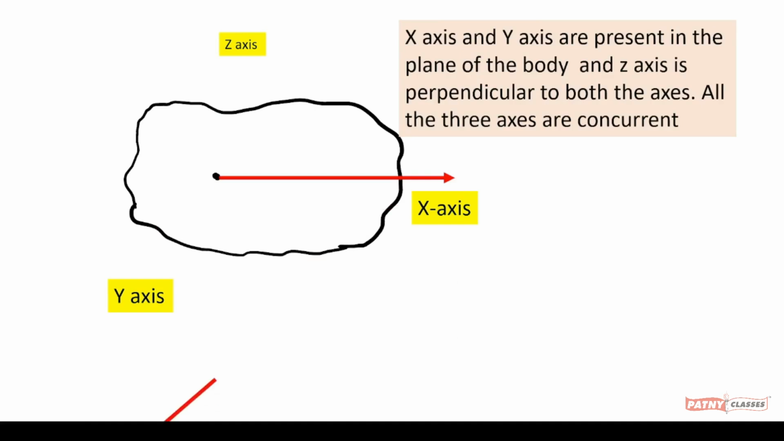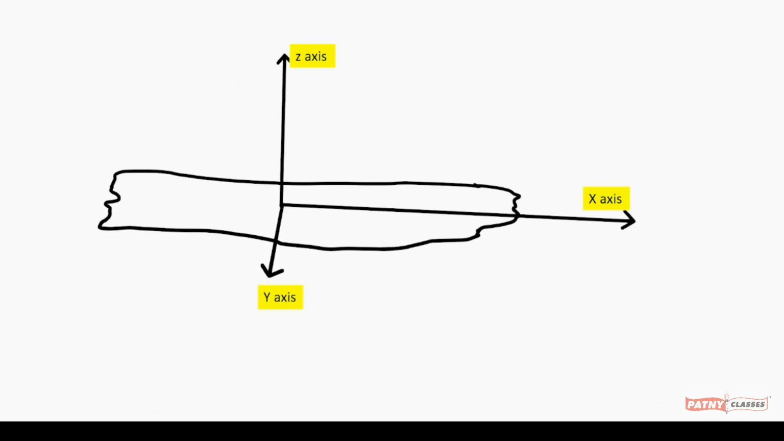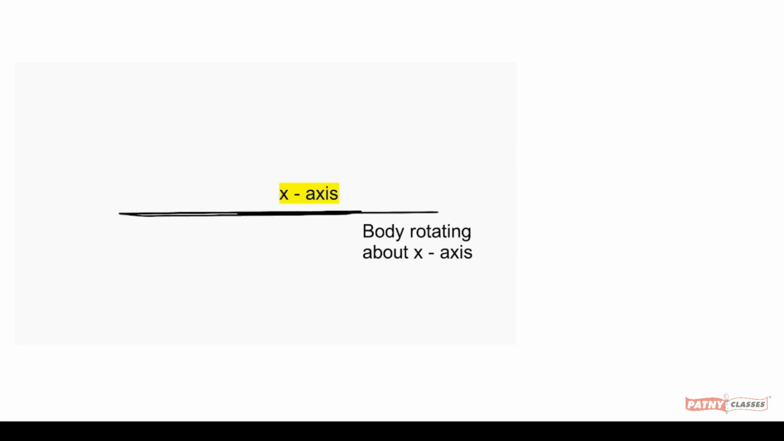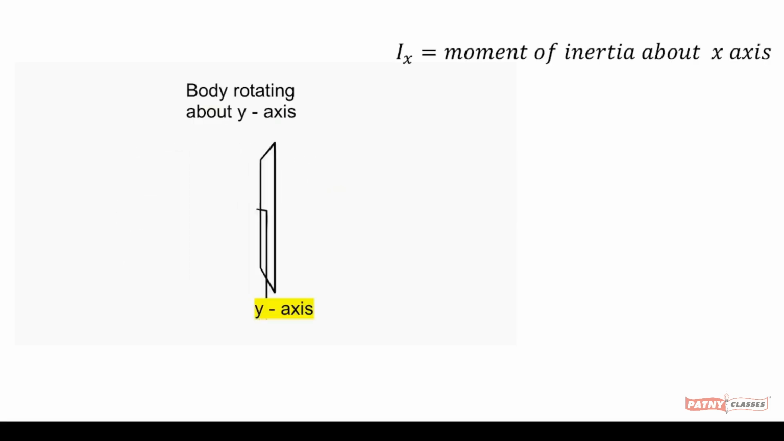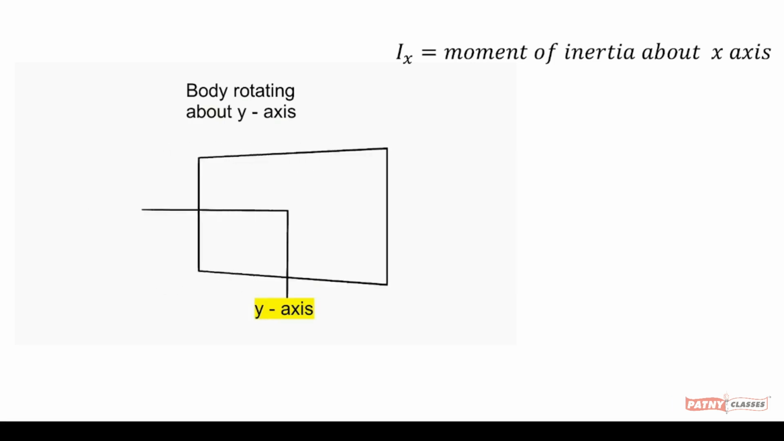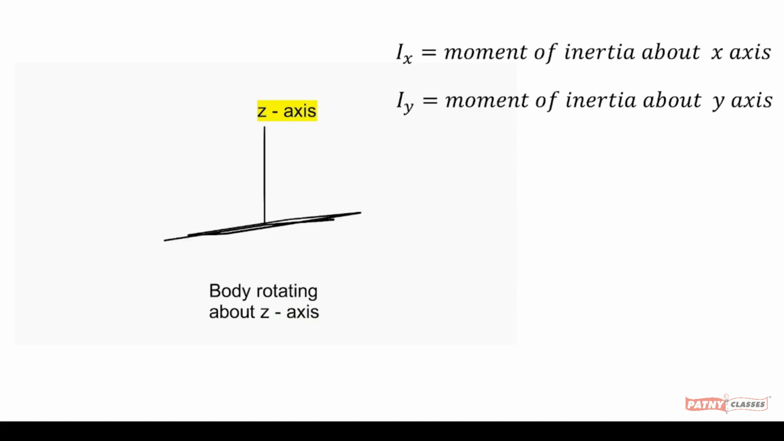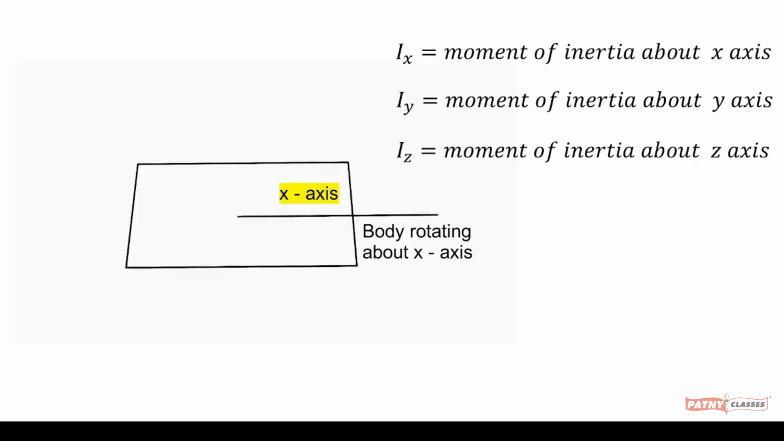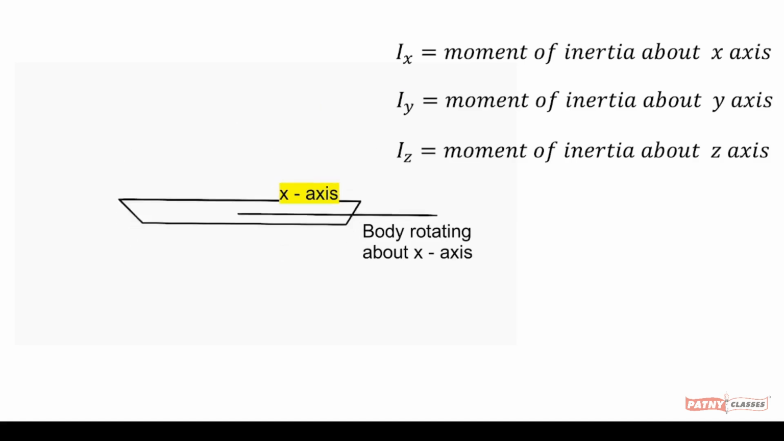X-axis and y-axis are present in the plane of the body, and the z-axis is perpendicular to both the axes. All the three axes are concurrent at point O. Now, let Ix be the moment of inertia of the body about the x-axis, Iy the moment of inertia of the body about the y-axis, and Iz the moment of inertia of the body about the z-axis.